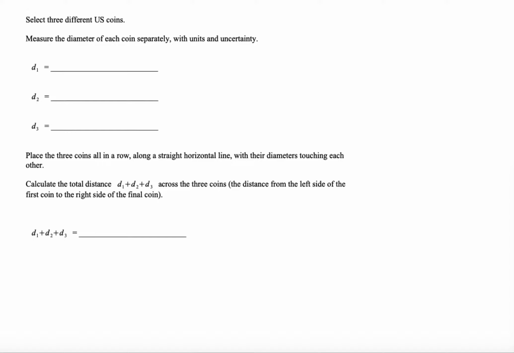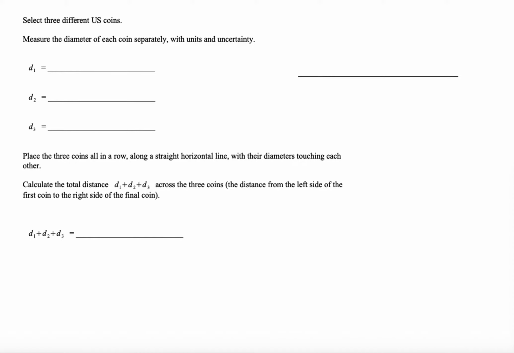And we want to calculate the total distance d1 plus d2 plus d3 across those coins using the conventions of adding with significant figures. And this will be the total distance from the left side of the first coin to the right side of the final coin.